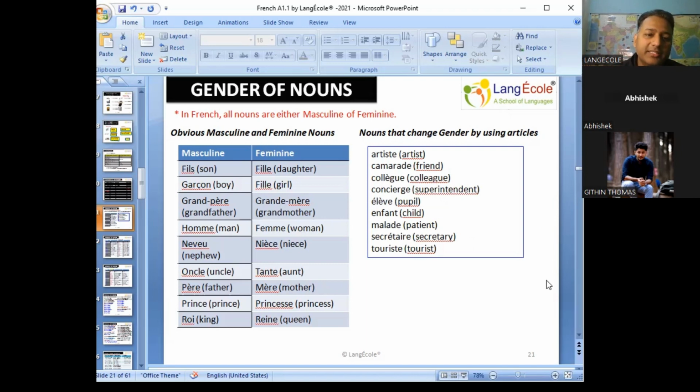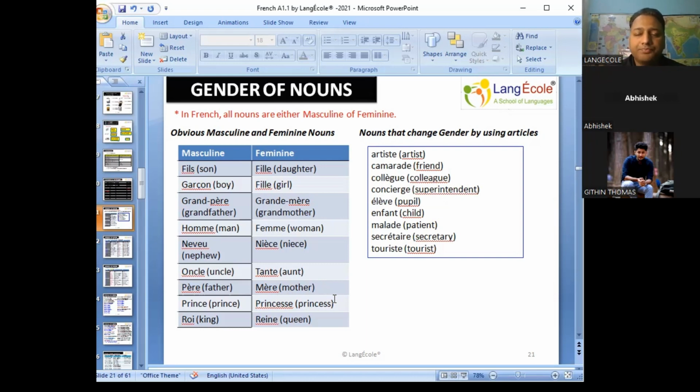Some of it is listed on this slide, and there are many such nouns where it is obvious which are masculine and feminine. Getting it? Fils, fille, garçon, fille, grand-père, grand-mère, homme, femme, neveu, nièce, oncle, tante, père, mère, prince, princesse, roi, reine. Okay? Got it?